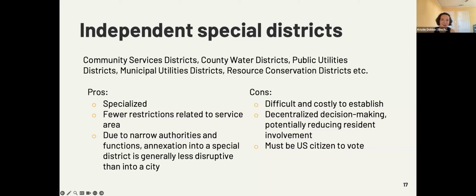But as always, there are downsides. Independent special districts are costly and difficult to establish. I'm sure there's a couple of people on this call who've been through that process. They also decentralize decision-making, so that can potentially reduce resident participation. As in general purpose districts, you must be a US citizen to vote in elections.